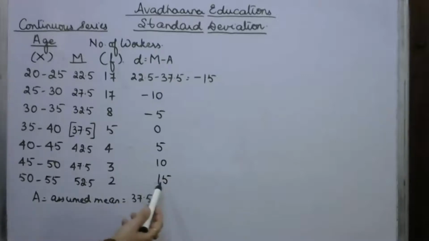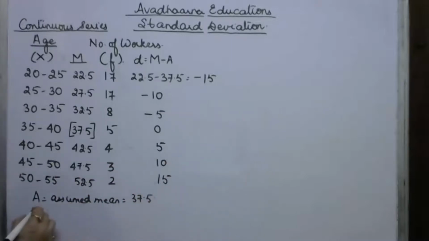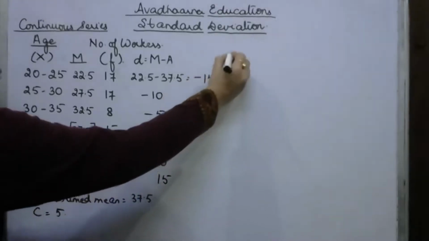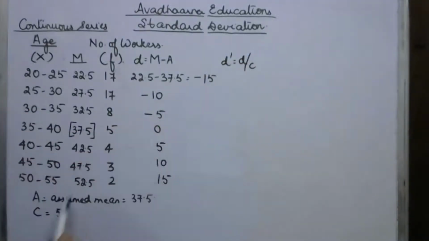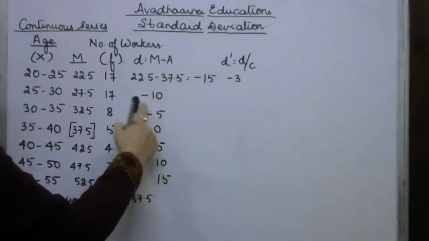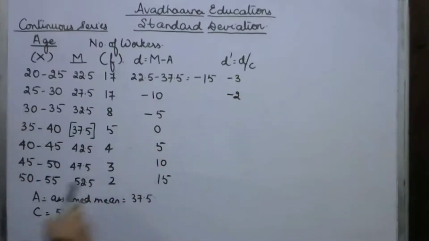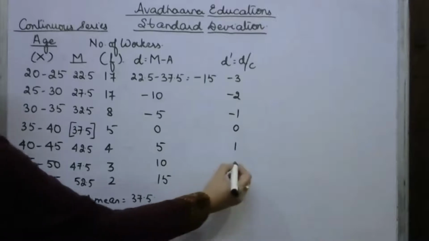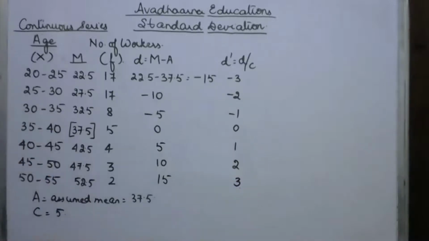Again, it would be better if we calculate mean by step deviation method, because here in the D values I can see a common factor 5. So let's take C as 5 and let's calculate d dash, and d dash will be d upon c. So minus 15 divided by 5 is minus 3, minus 10 divided by 5 is minus 2, minus 5 divided by 5 is minus 1, 0, 1, 10 divided by 5 is 2, and 15 divided by 5 is 3. So we have got d dash.